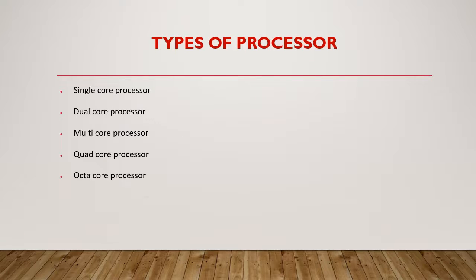Now we will discuss the types of processors. There are various types of processor. They are single core processor, dual core processor, multi-core processor, quad-core processor, and octa-core processor.